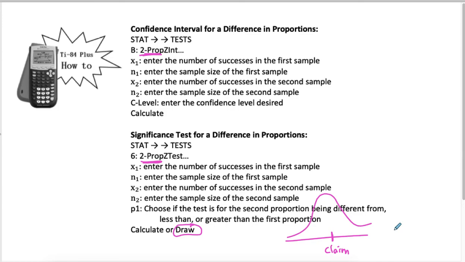I said that the wrong way, didn't I? I like draw because it tells me how far away it is from the claim. Close to the claim, fail to reject. Far away from the claim, reject.